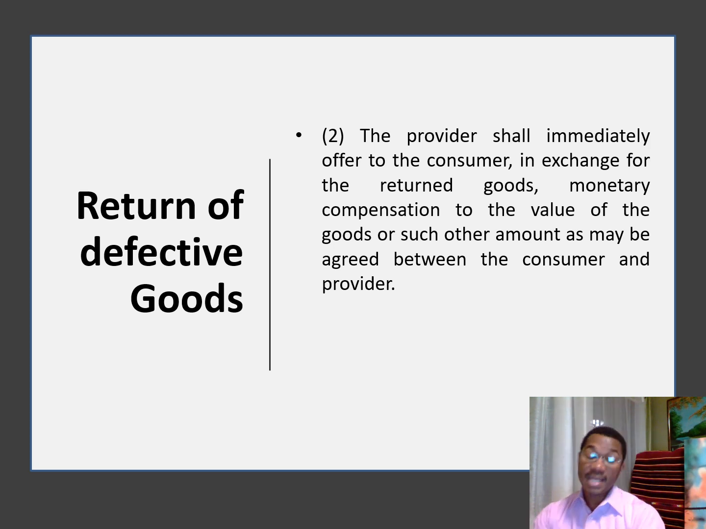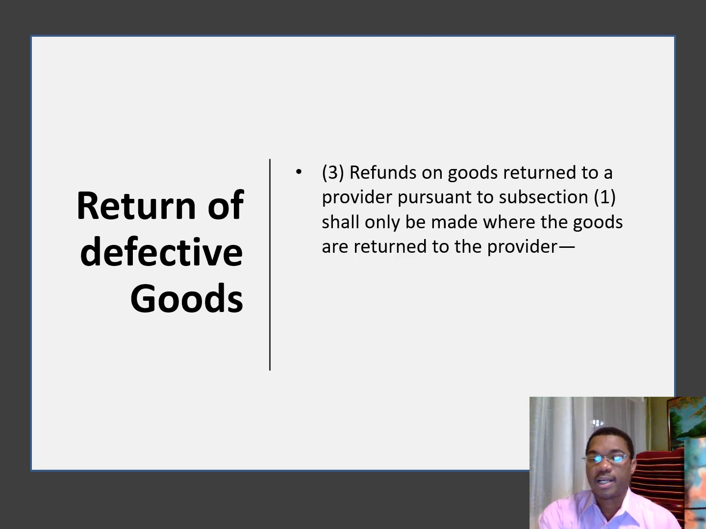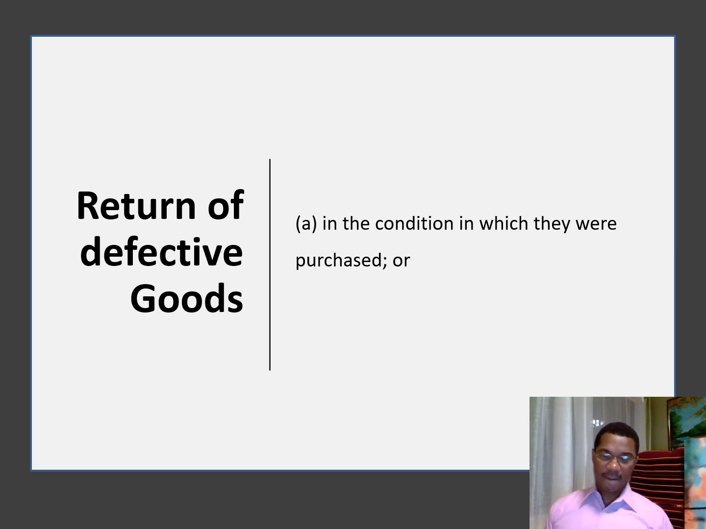So the provider shall immediately offer the consumer, in exchange for the returned goods, monetary compensation to the value of the goods or such other amount as may be agreed between the consumer and the provider. So here there is what I would want to call restitution, and a return or refund on goods returned to a provider pursuant to subsection 1 shall only be made where the goods are returned to the provider. So here is the requirement for returning these goods.